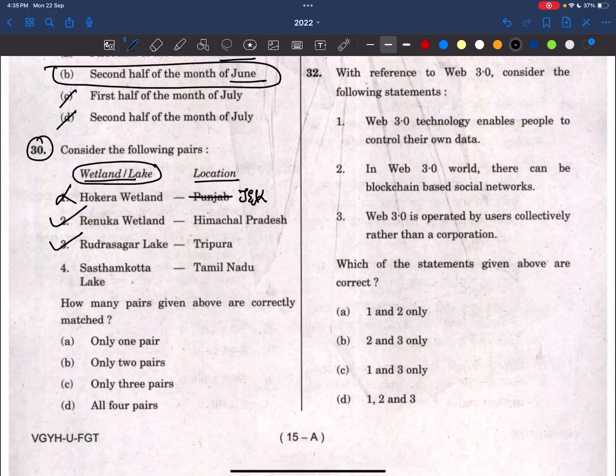The river Gomati is there, no? It discharges into this lake. Now, Ashtamudi... Kastamkutta Lake. This is not Tamil Nadu. This is Kerala. This is the largest freshwater lake in Kerala, which is situated in Kollam district. So this is also one. Answer is only two pairs.